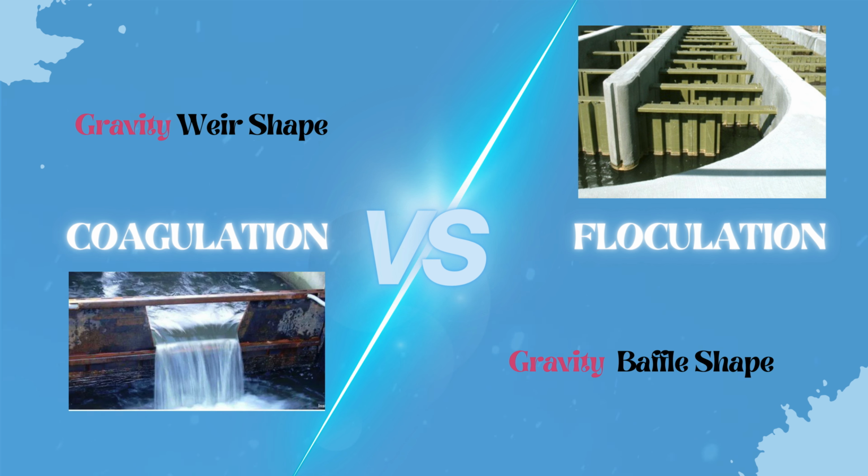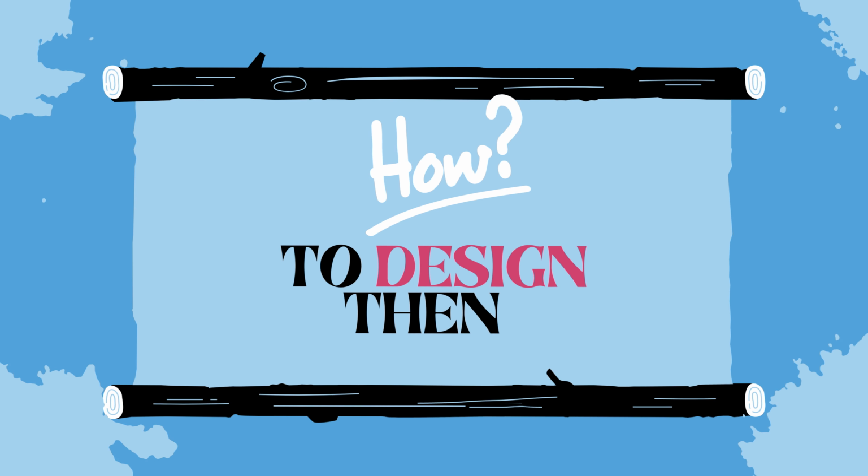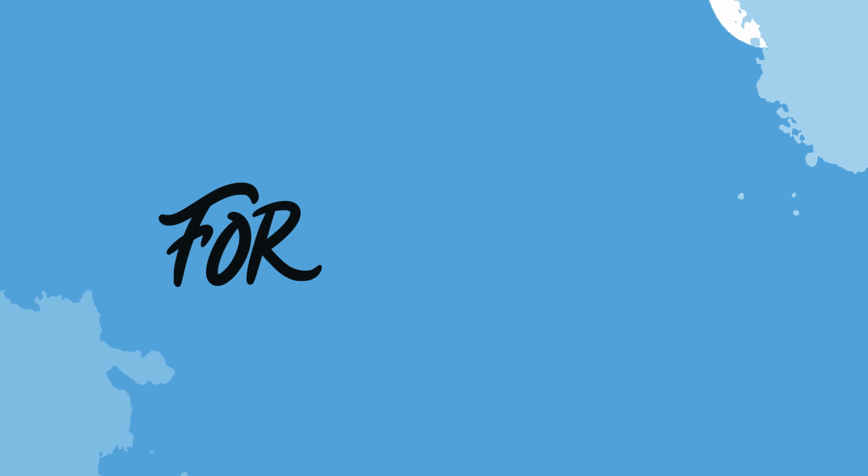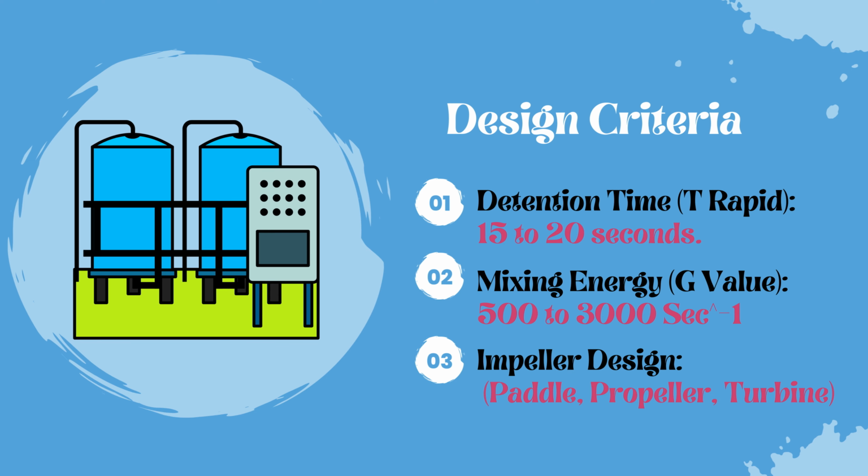Both coagulation and flocculation can be energy efficient by utilizing gravity or incorporating bubbles to slow down the motion of the flow. But how do we design these basins? Let's start with coagulation. We primarily consider the detention time, usually around 15 to 20 seconds, and the G value, the power, ranging from 500 to 3000 per second. Also, proper impeller design is crucial for optimal efficiency.